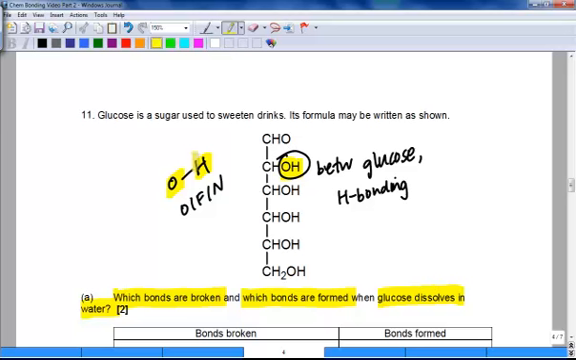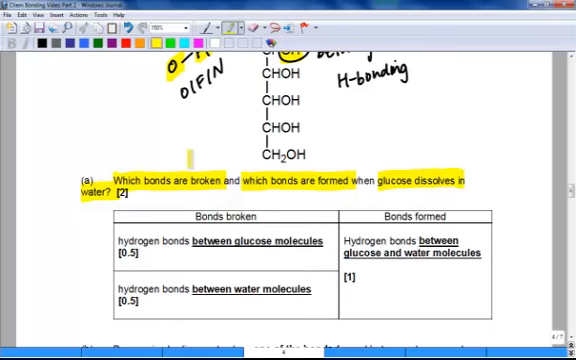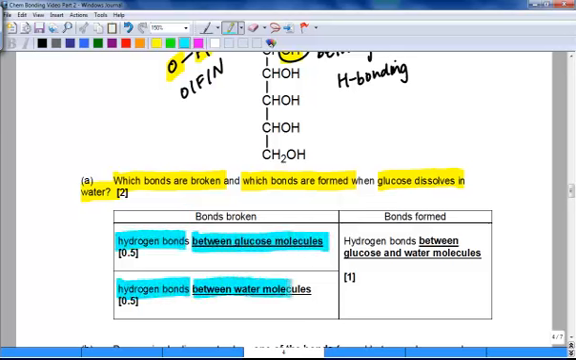And for water, it is definitely hydrogen bonding. So you should be able to get this part. Hydrogen bonds between glucose molecules and hydrogen bonds between water molecules. And for the bonds formed, definitely it must be hydrogen bonds as well, between glucose and water. So take note, you have to specify between what type of molecules, in order to get a full credit.